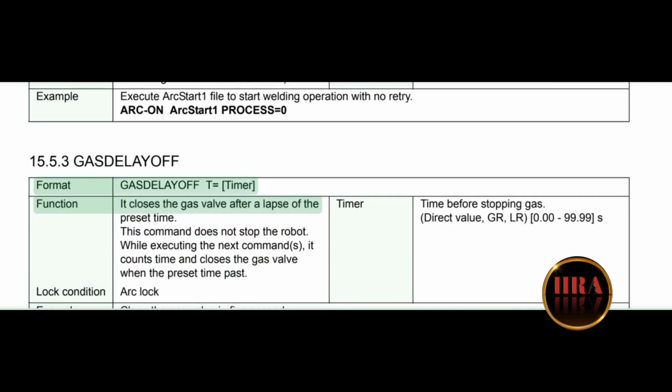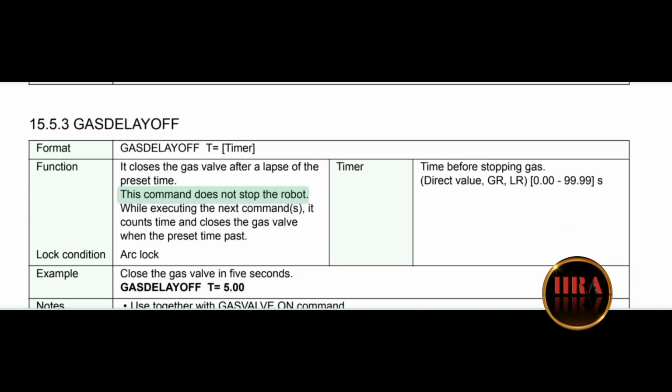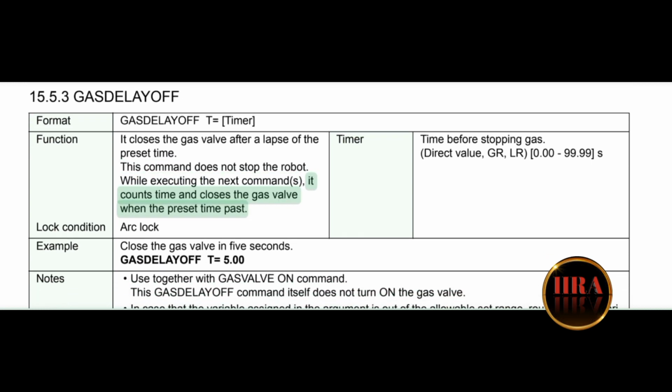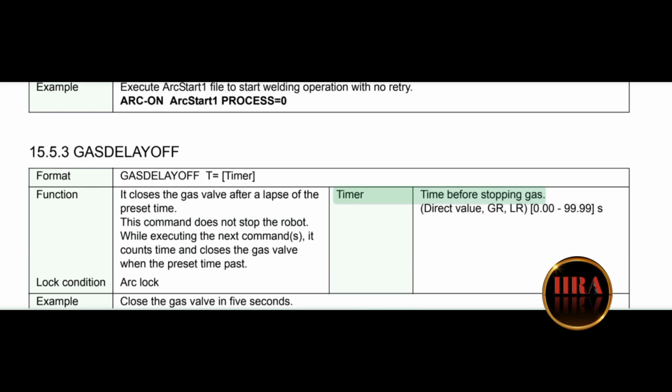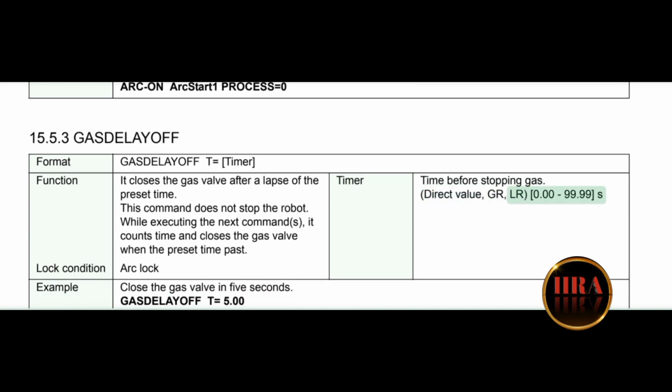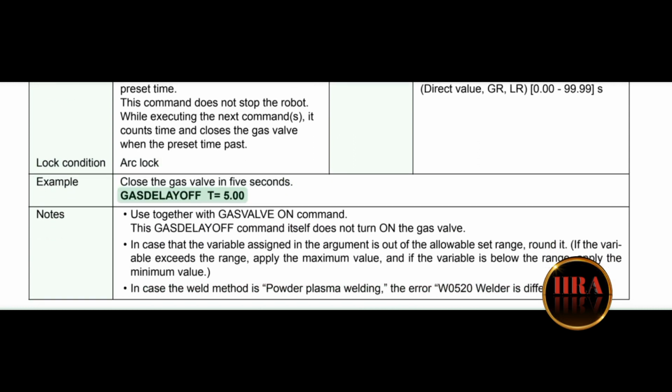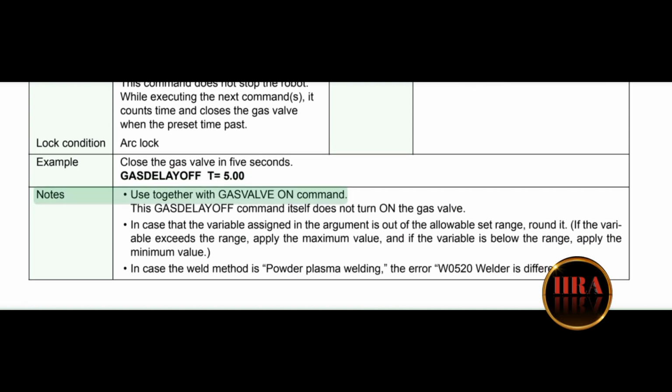GASDELAYOFF T equals timer. Function: it closes the gas valve after a lapse of the preset time. This command does not stop the robot. While executing the next commands, it counts time and closes the gas valve when the preset time has passed. Timer: time before stopping gas. Direct value, GR, LR, 0.00 to 99.99 s. Lock condition: ARC lock. Example: close the gas valve in 5 seconds. GASDELAYOFF T equals 5.00.